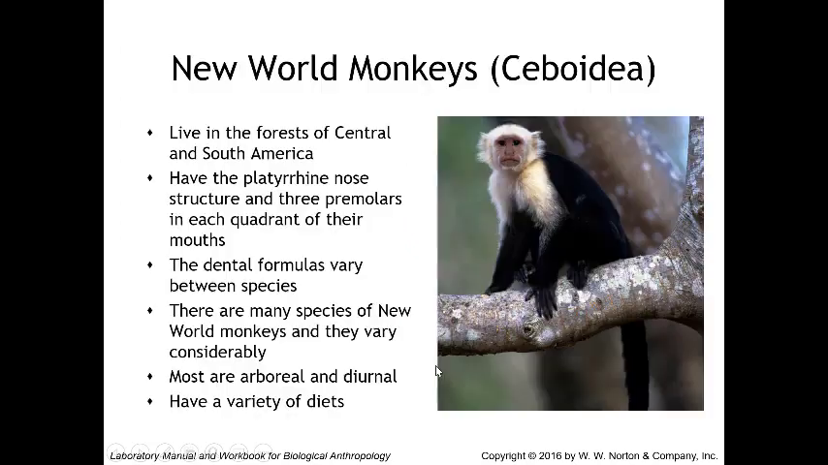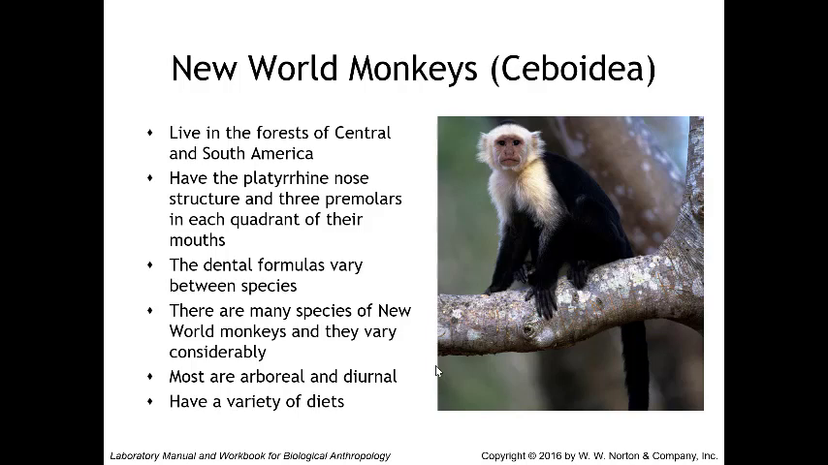So let's go into our New World monkeys. The New World monkeys live in the forests of Central and South America. They have the platyrrhine nose structure and 3 premolars in each quadrant of their mouth. The dental formulas will vary between the species. There are many species of New World monkeys, and they do vary considerably. Most of them are arboreal and diurnal. However, there is one species that is nocturnal, and that is our owl monkeys. And then our New World monkeys have a variety of diets, right?